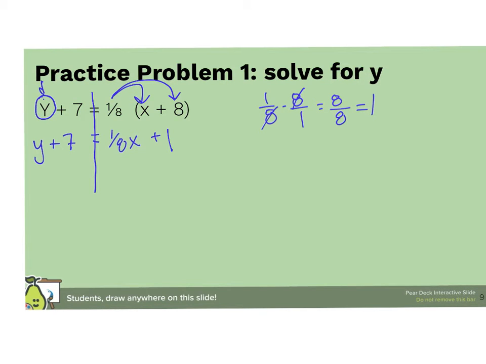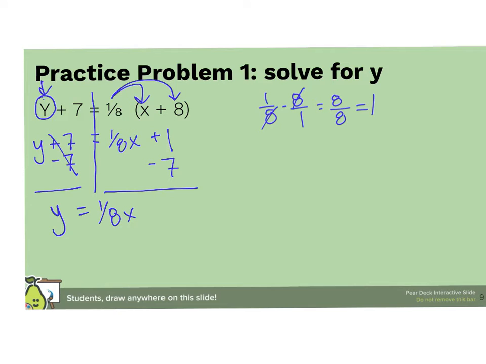I still want this y by itself, so that 7 has to go. It's plus 7, so I'm going to do the opposite and subtract. Make sure I put it underneath the constant and not the variable. And these will cancel out, and I will get y equals 1/8 x.